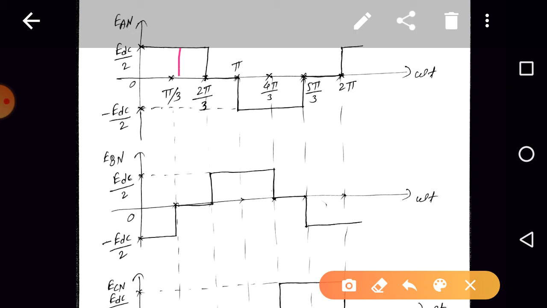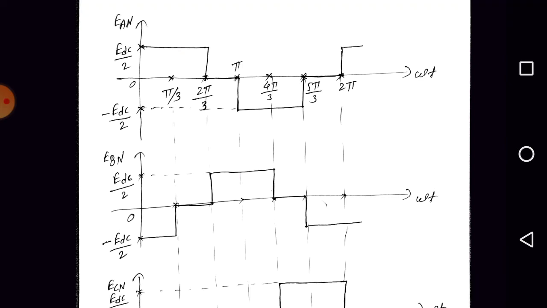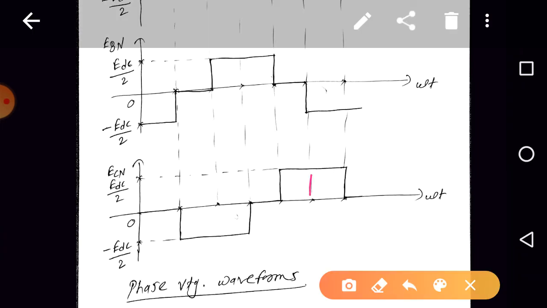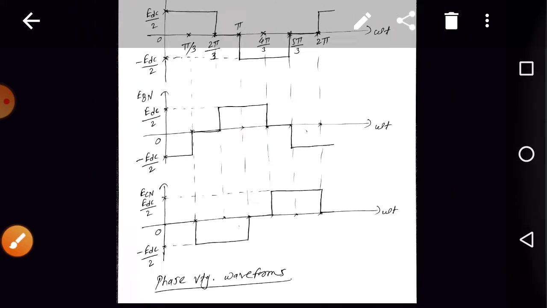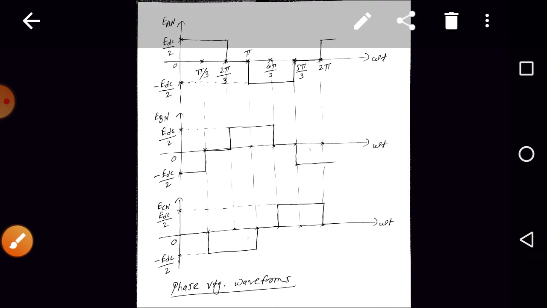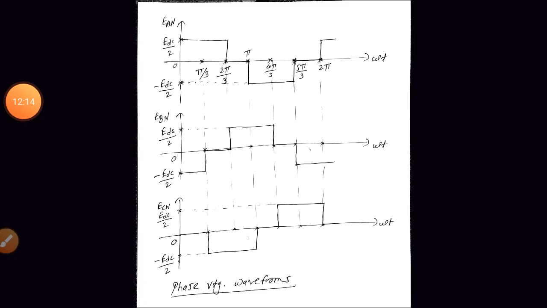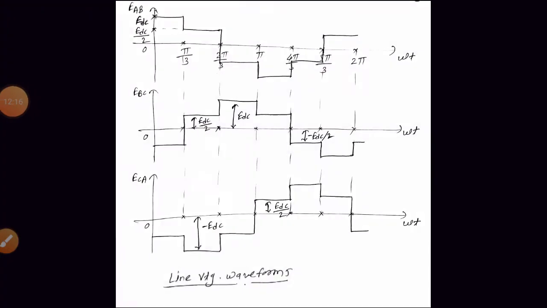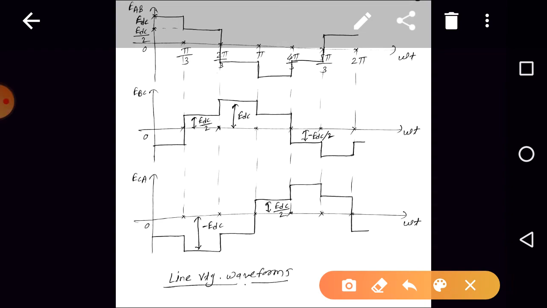Also, what is the peak value here? EDC by 2. Here also peak value is EDC by 2. And also, what is the peak value? It is EDC by 2, right? So all the phase voltages are having the same peak value, and these are phase displaced by 120 degree. Next, similarly we can check for line voltages also. Each line voltage is having a peak value of EDC, here also EDC and here also EDC, right?